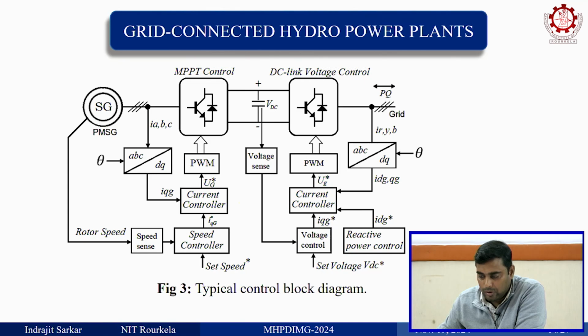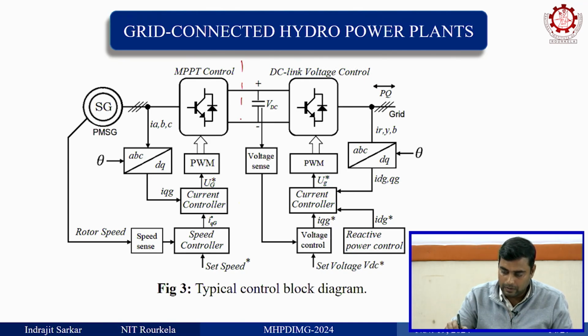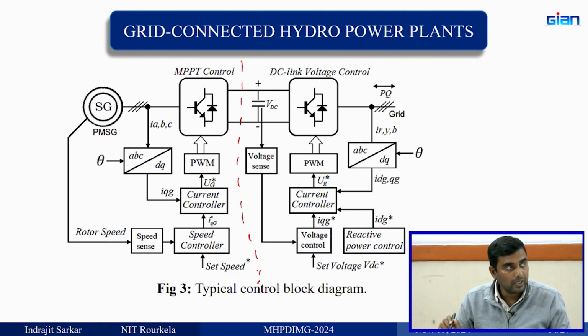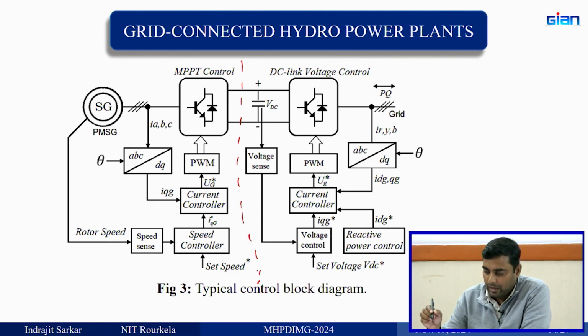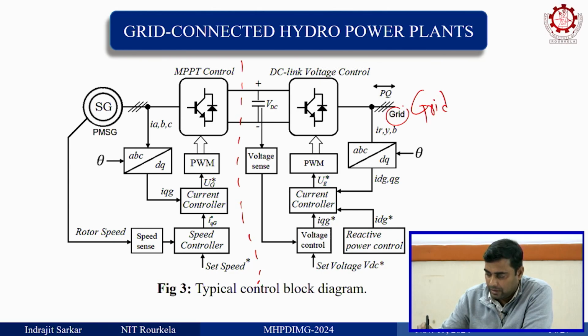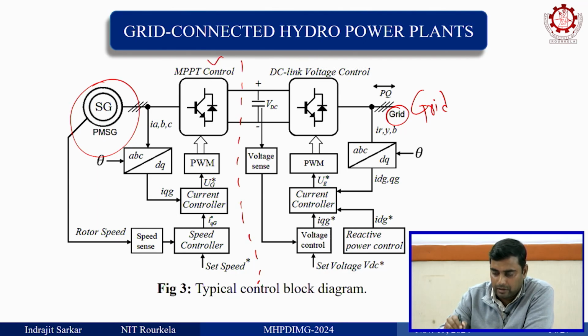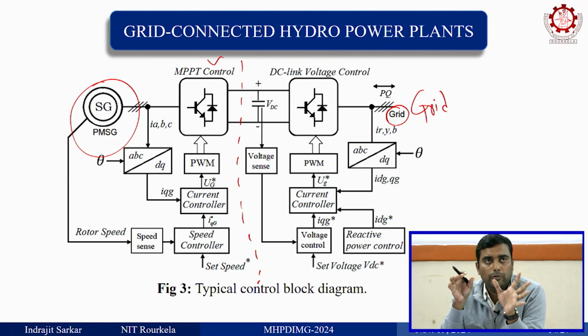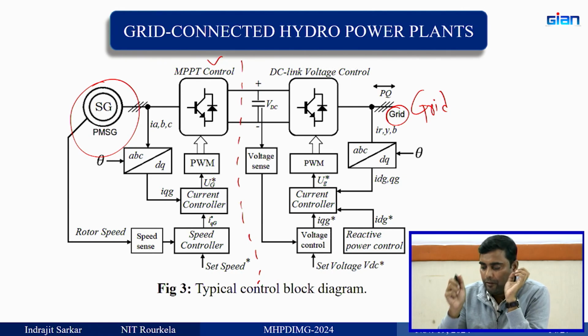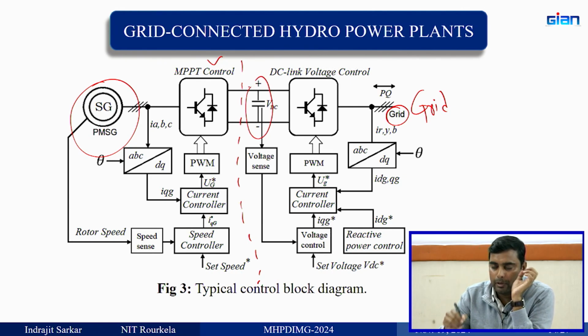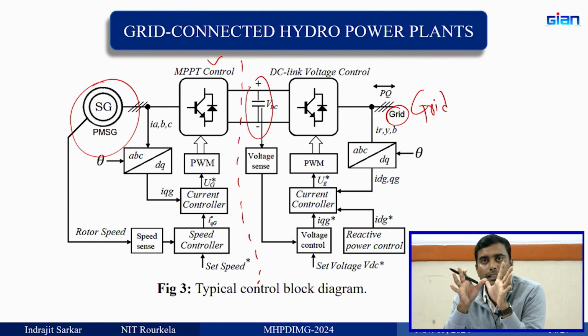Now, the control of this converter has two parts. You can see here, this is the grid side converter, and this is the machine side converter. So, what is the philosophy? The philosophy is, from the grid side you maintain this DC bus voltage at a fixed value, whatever value depends on the design.